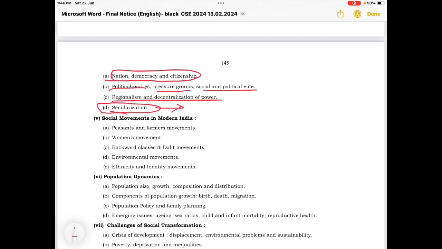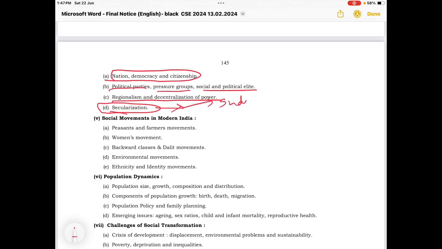Here, the state is not engaging in the religion. But yes, if something in religion affects public health, morality, or the society, so that a nuisance should not be created, different laws are also being made. If there are social evils in any religion, then yes, the Supreme Court also intervenes, and the state also intervenes, so that social evils are reformed. So Indian secularization and Western secularization are very much different.